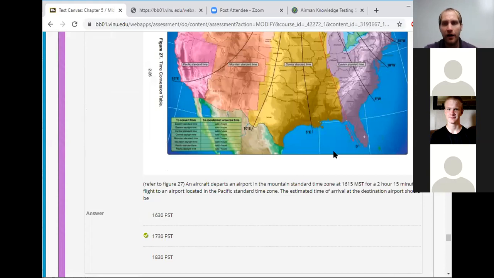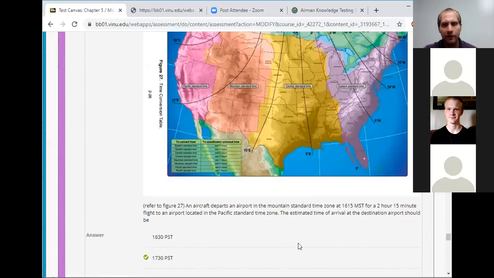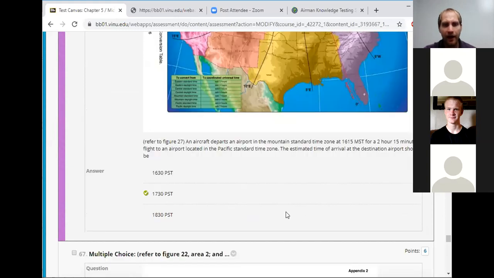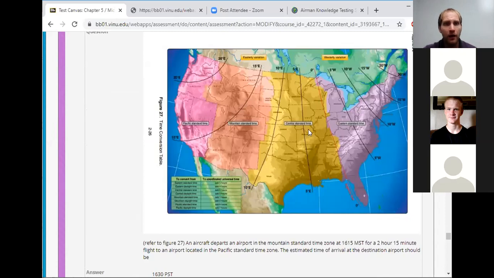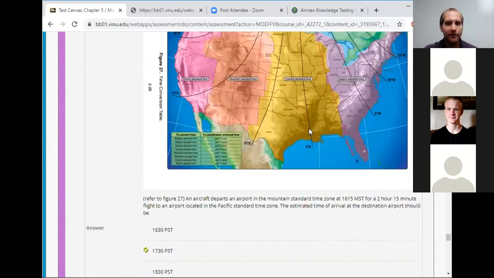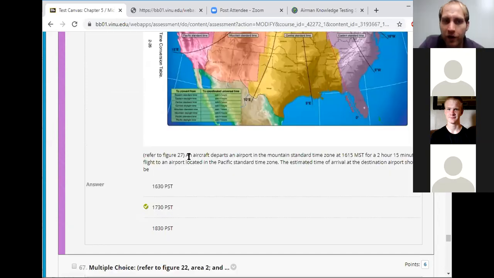All right, here's another time travel question. Time travel. All right. So we'll probably tackle this one, and then we'll probably be out of time, and we'll finish the rest of them next time and launch into weather. So let's see if we can tackle this one together. We're referring to figure 27.